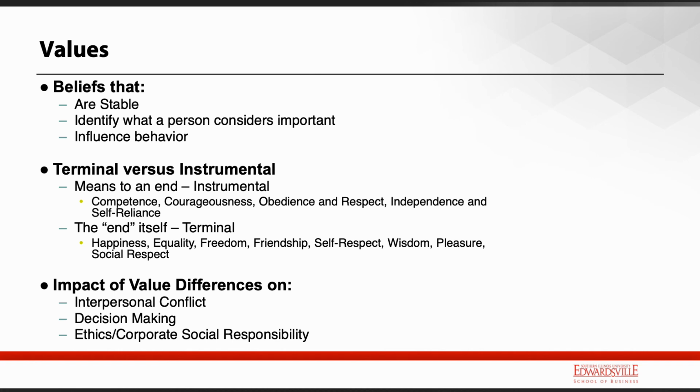If I think about this from the perspective of the organization, the organization's values are reflected in its company culture. So the company is going to be making decisions based on what the company values, or should be making a decision based on what the company values. Now, there are two types of values. There's terminal values and instrumental values. Instrumental values are the means to an end. So we value things like competence, courageousness, obedience, respect, independence, self-reliance. These are things that we need in order to accomplish outcomes. We need courageousness. We need obedience.